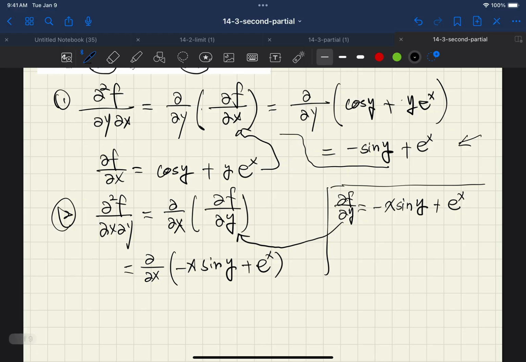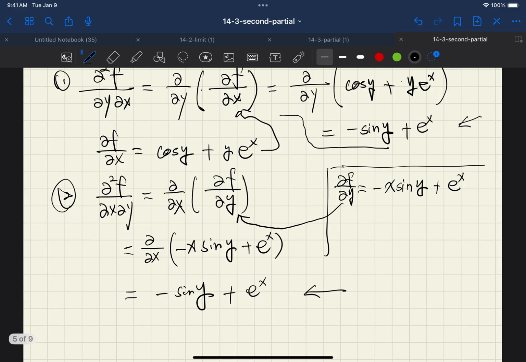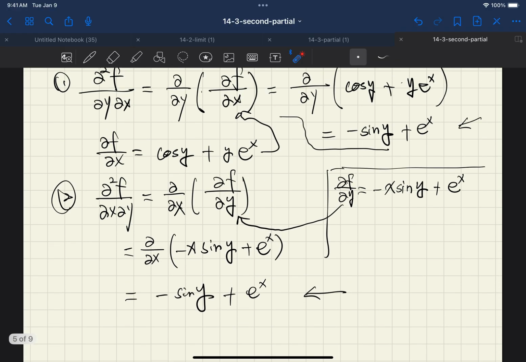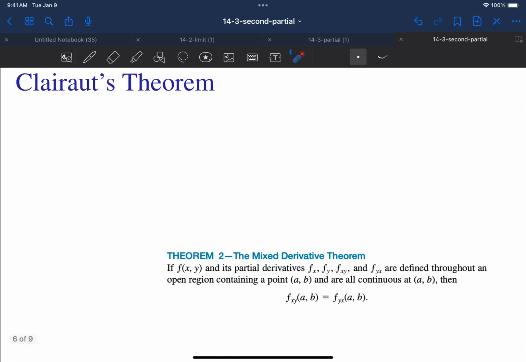All right. Next, we take the derivative inside the parentheses, but with respect to x. So sine y is constant. Negative x derivative is negative 1. So negative constant, negative sine y. And e to the x, because we take derivative with respect to x, its derivative is itself. So the answer is negative sine y plus e to the x, which is the same as here. So what we computed is partial square f, partial y, partial x, and the second one is partial x, partial y. We switch the order, and the results are the same. And this is not accidental, so that gives us next the mixed derivative theorem, or Clairaut's theorem.